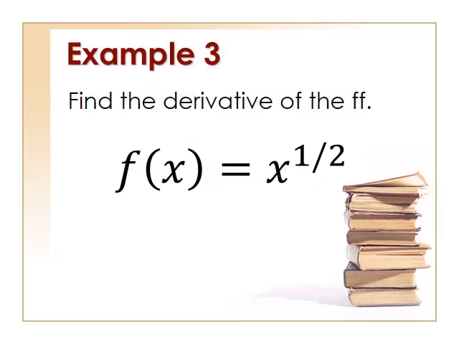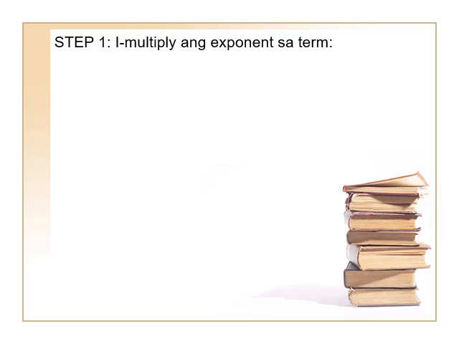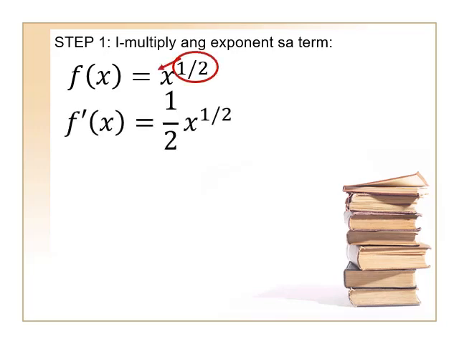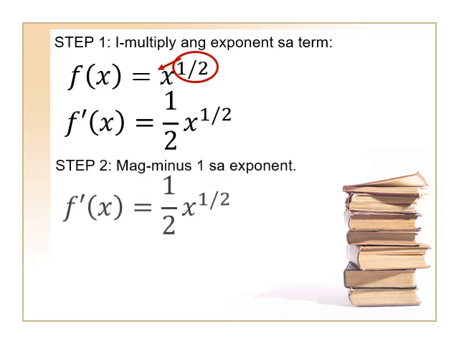Okay, another example. Find the derivative of the following. F of x is equal to x raised to 1/2. Okay, so step 1, multiply the exponent sa term. So, mangyayari yung 1/2 natin na exponent, ibababa natin. So, magiging 1/2 times x, then minus 1 sa exponent. So, ano ba yung 1/2 minus 1?